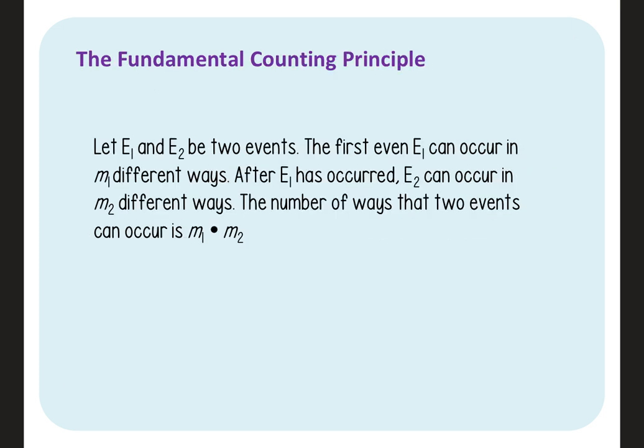All right, the fundamental counting principle, a fancy word for a lot of things you already know, says if E1 and E2 are 2 events, and by event this would be flipping a coin, rolling a die, pulling a piece of paper, drawing a rock, any of those are called events, okay?